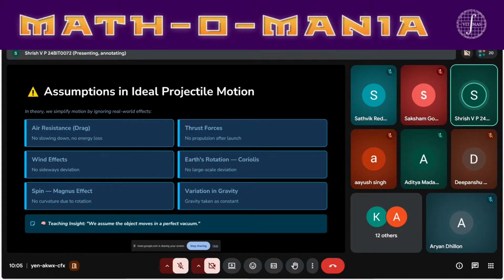Next is the Earth's rotation, which is also known as the Coriolis effect. The Earth's rotation can slightly shift the path of moving objects, especially over long distances. But in our simplified model, we ignore this completely.